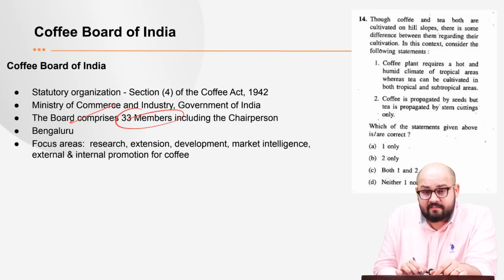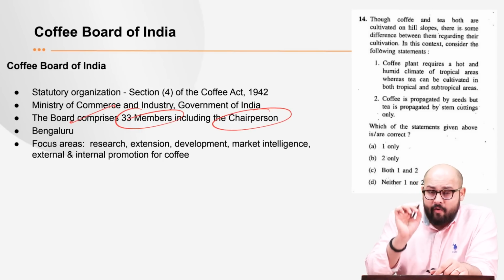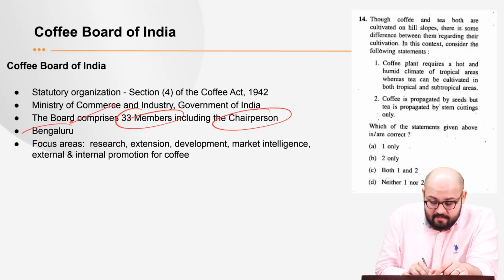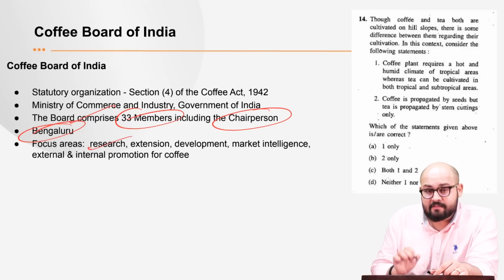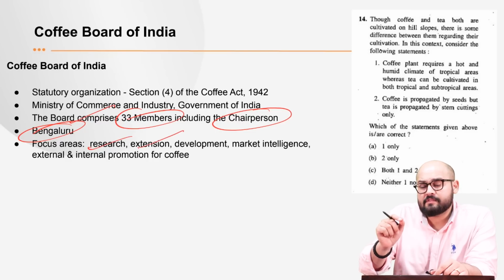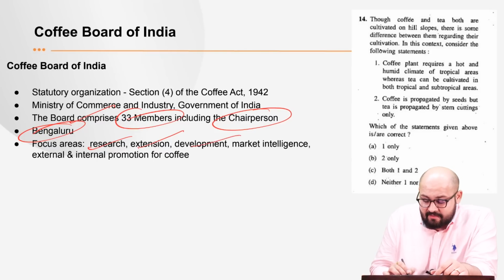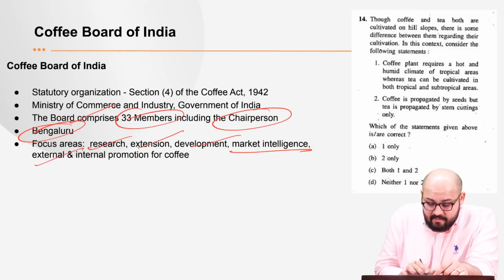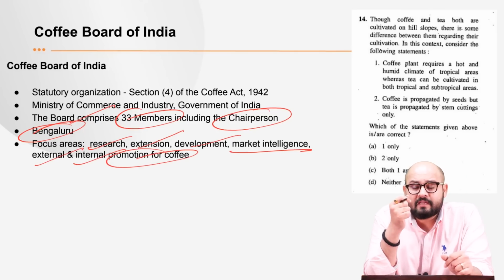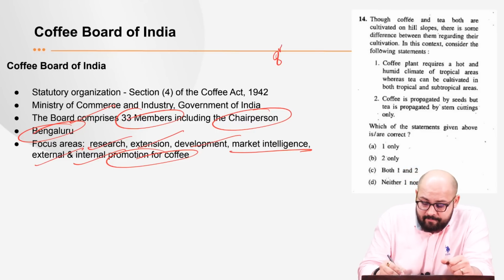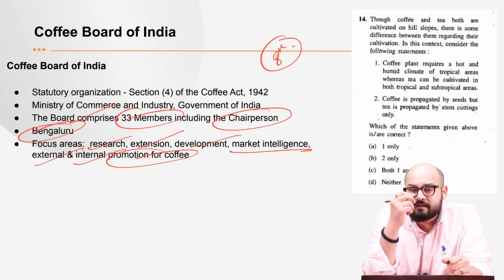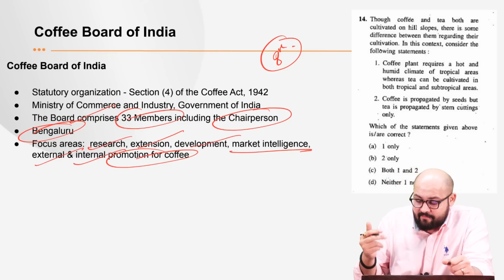The board comprises 33 members, including the chairperson, and the office of the Coffee Board of India is in Bangalore. Remember. Now, the focus areas of the Coffee Board of India are to promote research and development, to promote extension services for farmers, to promote the development of market infrastructure, market intelligence, and external and internal promotion for coffee. Make sure that India also exports. As of 2024, India is the eighth largest producer of coffee in the world. The first is Brazil.